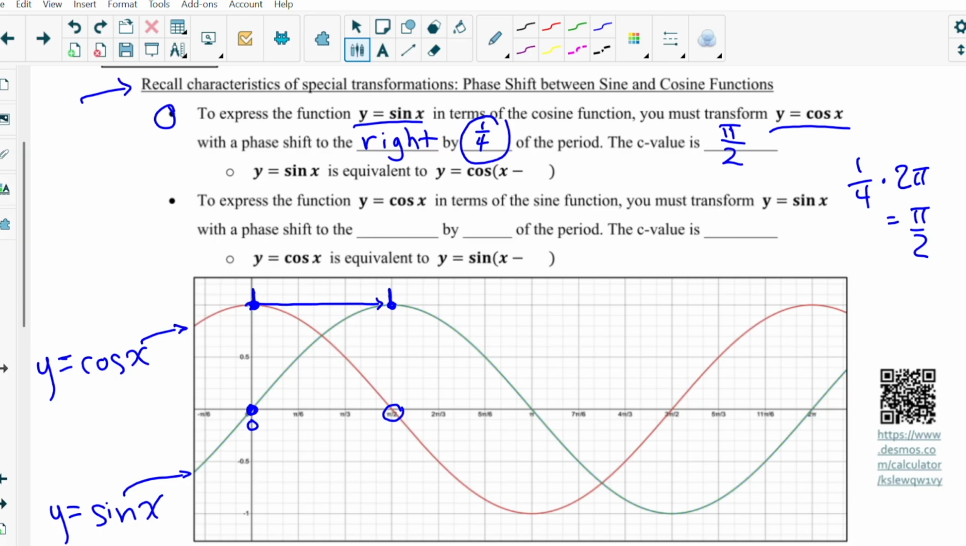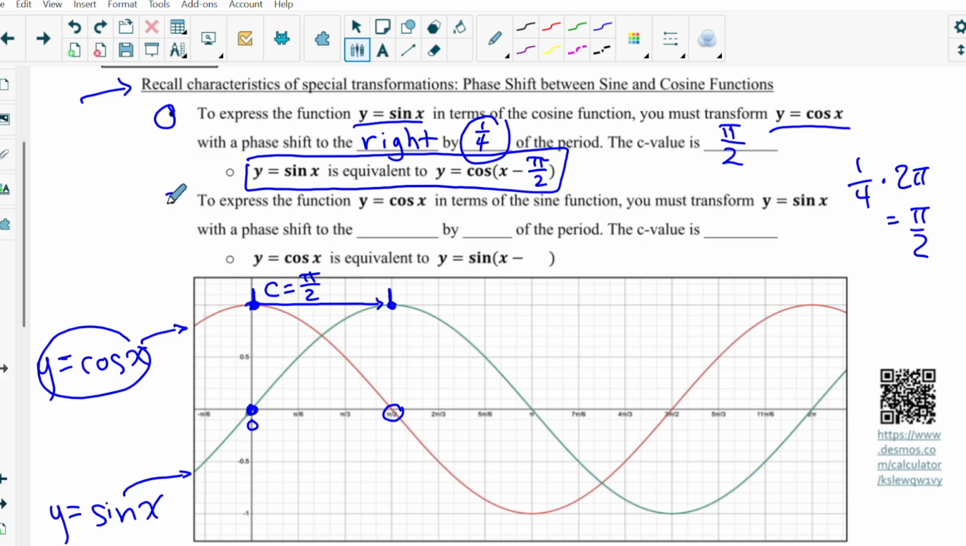So y equals sine of x is equivalent to y equals cosine of x minus pi over 2. So we are shifting the cosine function by a c value of pi over 2, which is pi over 2 units to the right, or pi over 2 radians to the right, and that makes the cosine graph this equivalent statement. We can rewrite the sine function in terms of cosine with a phase shift of pi over 2. Let's look at it another way.